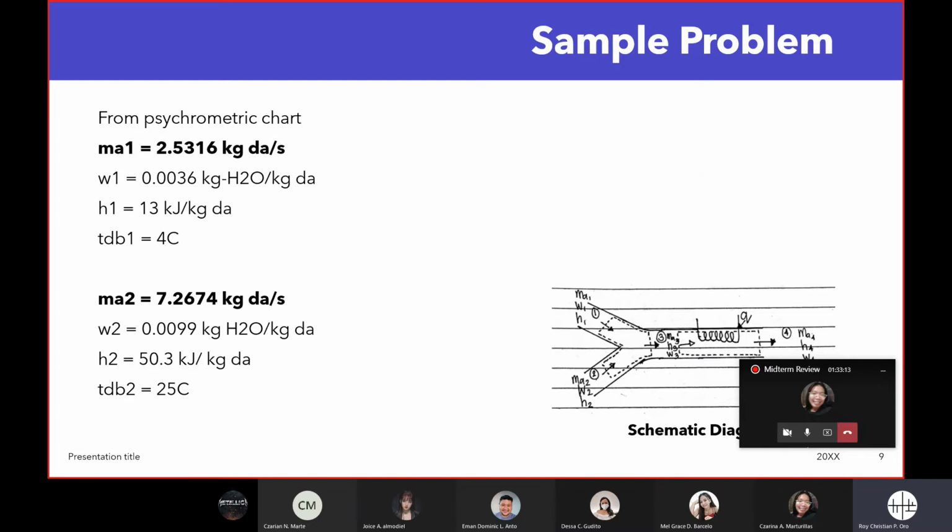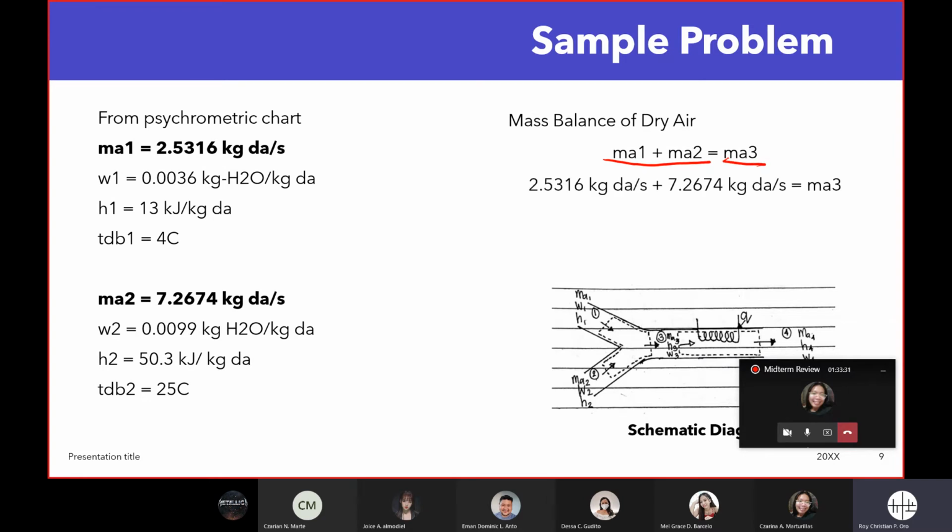So the next thing we'll have to do is to find the values or properties of state 3. So the first thing we will get is the mass flow rate at state 3. And via mass balance, we know that the mass going in, 1 and 2, is equal to the mass going out. And substituting the values acquired, we get a mass flow rate at state 3 of 9.799 kilogram dry air per second.